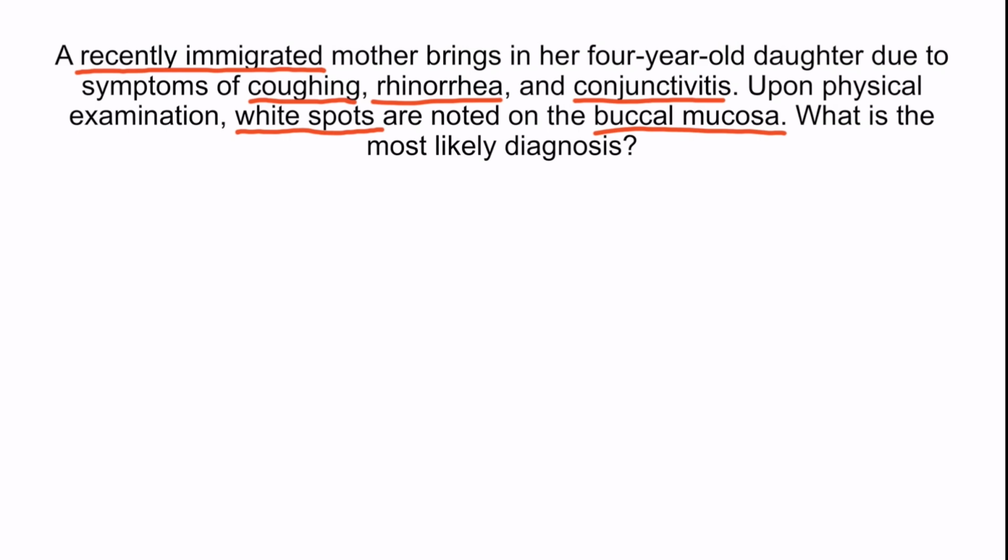The patient has symptoms of cough, coryza, which leads to rhinorrhea, conjunctivitis, as well as Koplik spots. As you remember, these symptoms are known as the 4 C's of the catarrhal stage of measles. Therefore, this patient most likely has measles, also known as rubeola.